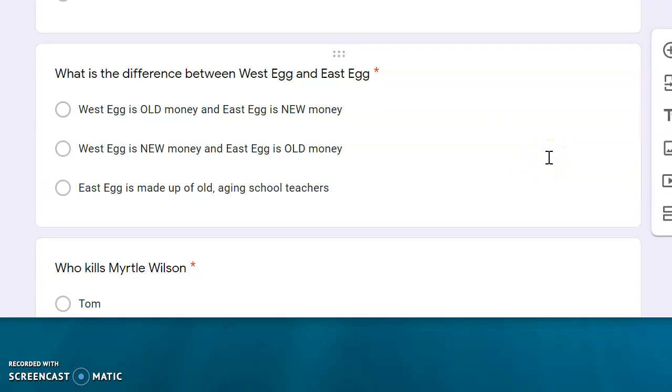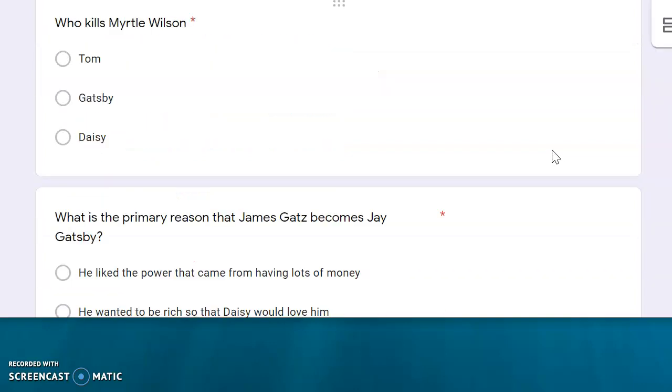What is the difference between West Egg and East Egg? West Egg is old money and East Egg is new money. West Egg is new money and East Egg is old money. East Egg is made up of old, aging school teachers. Who kills Myrtle Wilson? Tom, Gatsby, or Daisy?